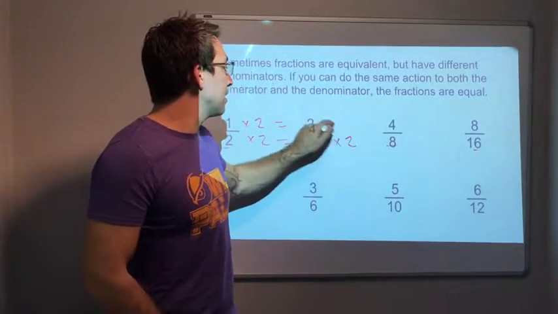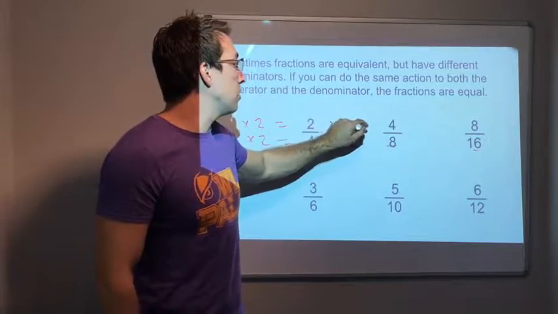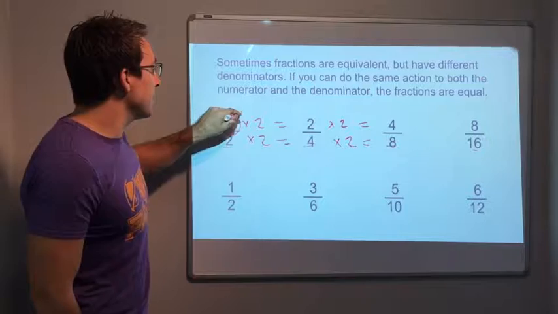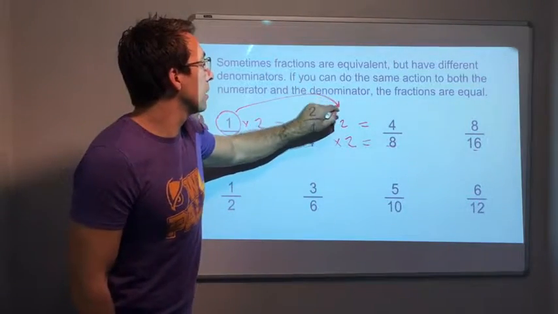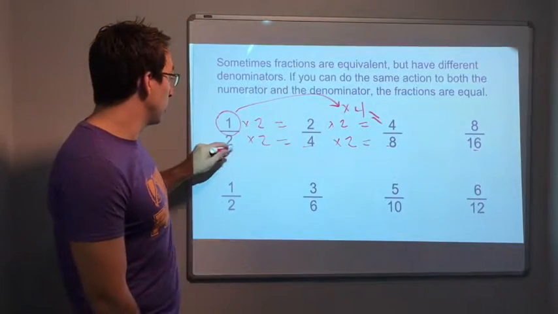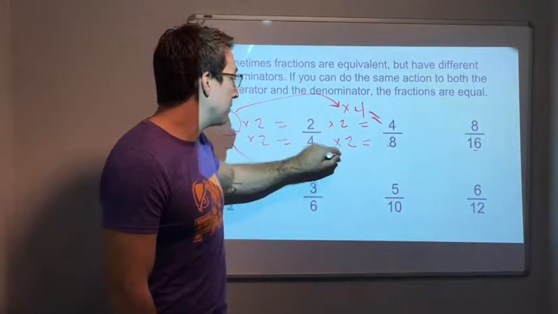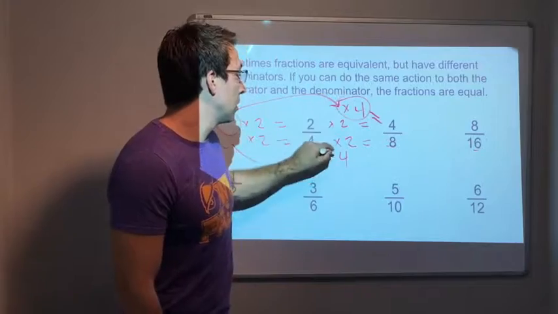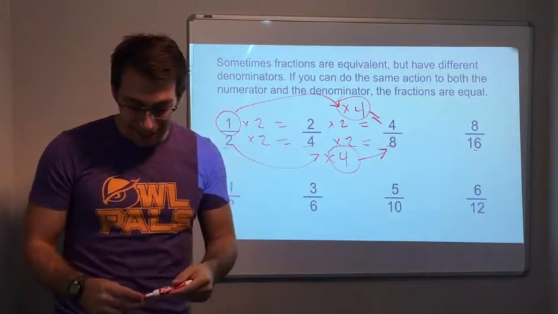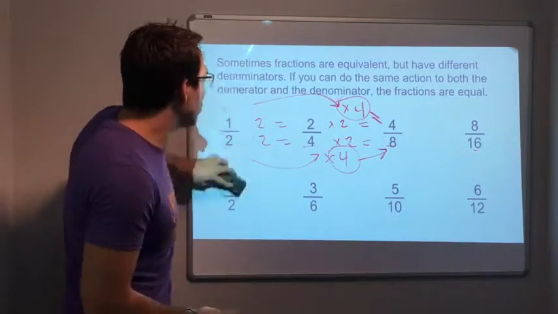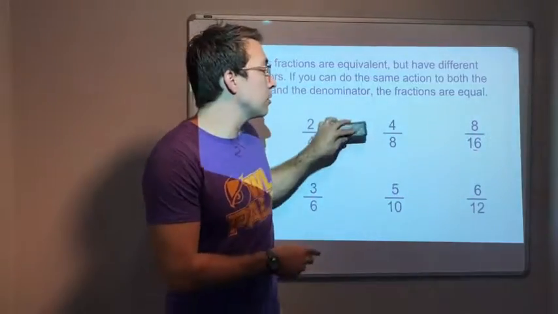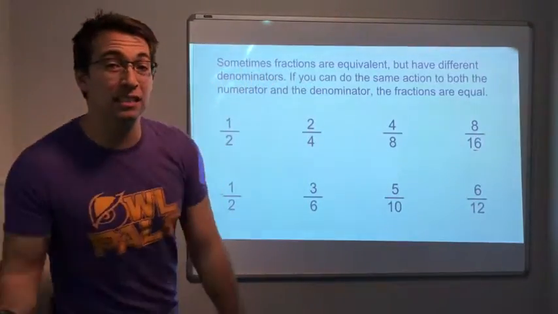Look, we can do that again, right? Times 2 equals 4 and then 8. Watch this. 1 times 4 equals 4. 2 times 4 equals 8. Notice, it's equivalent. You can go along the entire line. 1 out of 2 equals 2 out of 4 equals 4 eighths equals 8 out of 16.